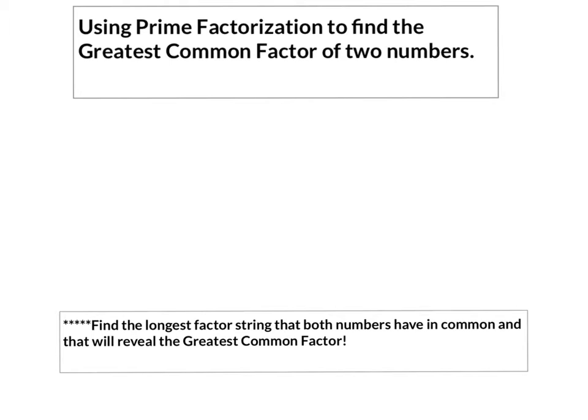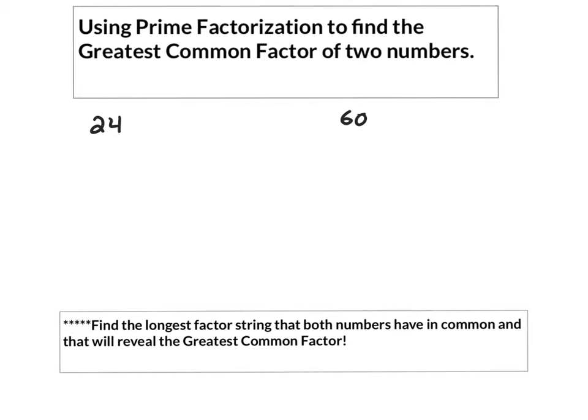Using prime factorization to find the greatest common factor of two numbers. So instead of having to list out all of the factors, I'm going to show you how to use prime factorization to find the greatest common factor of two numbers. Let's pick two numbers. Let's pick 24 and let's have the other number be 60.